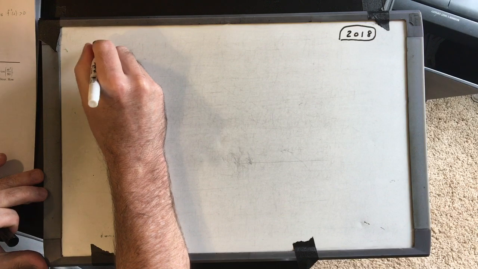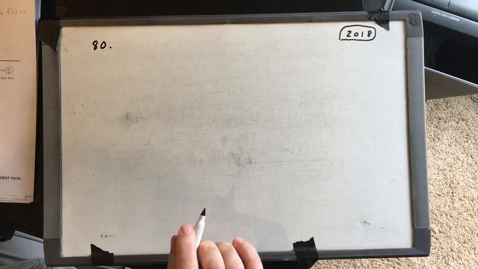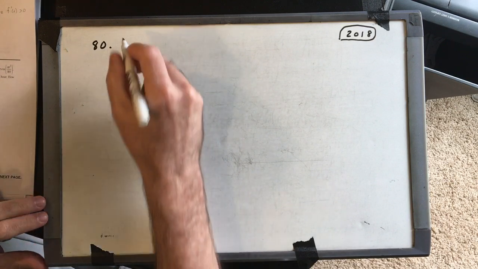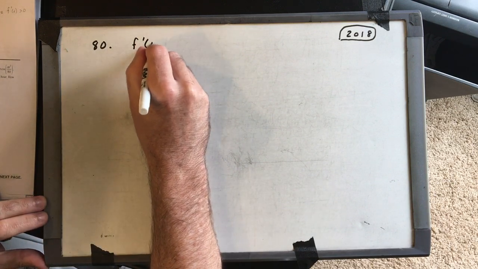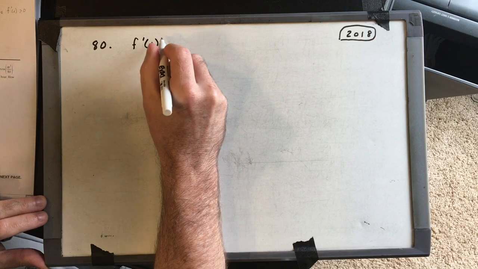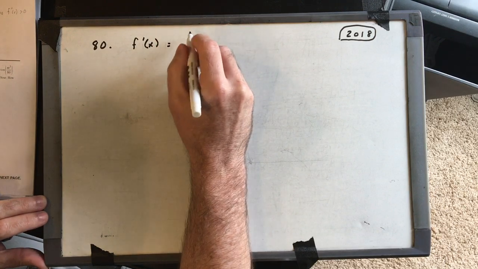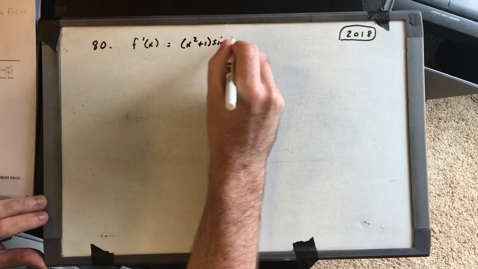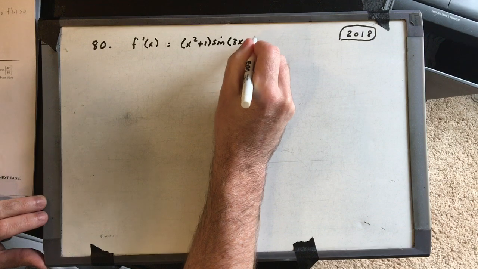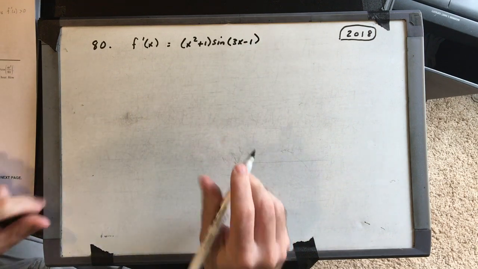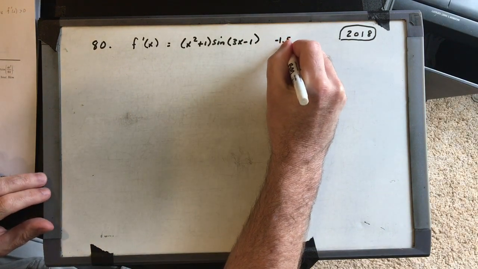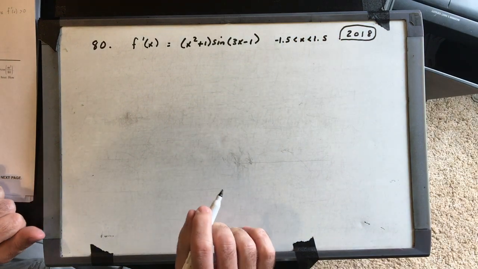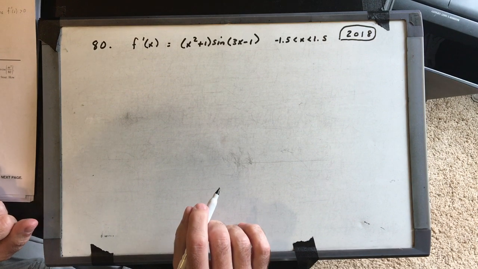Number 80. The first derivative of the function f is defined by f prime of x is equal to x squared plus 1 times the sine of 3x minus 1. And we're worried about the interval negative 1.5 to 1.5. Which of the following intervals is the graph concave up?